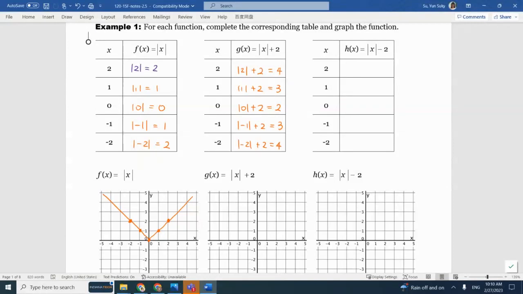Yeah, very good. So we plot those points on the graph. When x is 2, we get 4. When x is 1, we get 3. When x is 0, we get 2. When x is -1, we get 1.